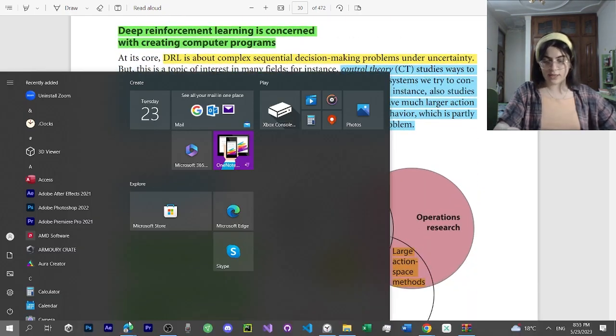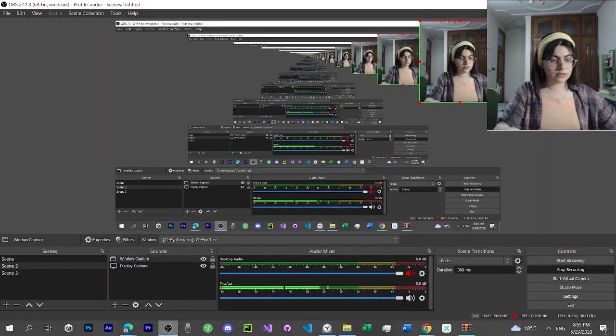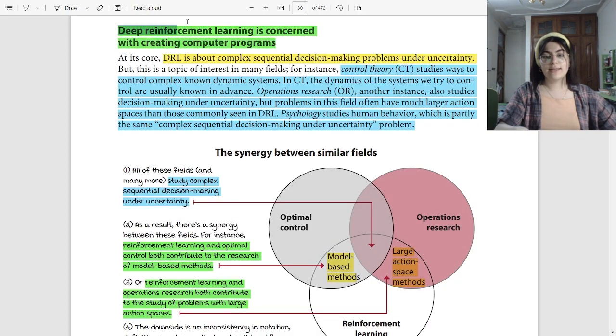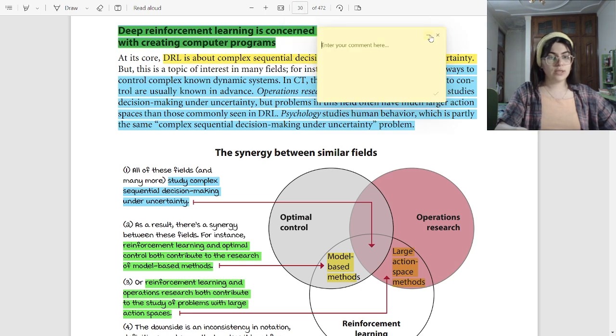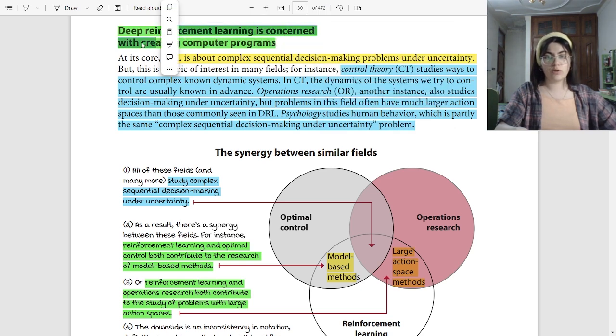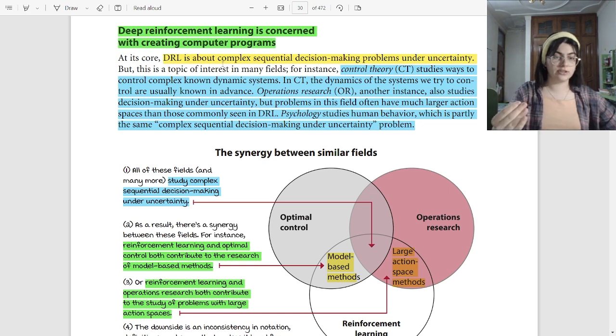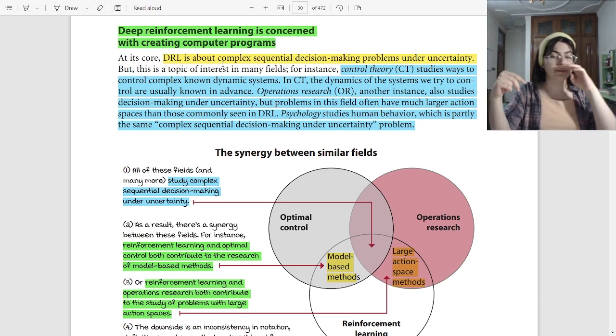Okay, on the next line, but first let me make sure that it's working. Yes, it is. All right, so the next line mentions that deep reinforcement learning is concerned with creating computer programs. So this is important: in DRL, the goal is to create a computer program. DRL is about complex sequential decision-making problems under uncertainty. We'll reach this sentence next chapter much more deeply, but just pay attention to the words.